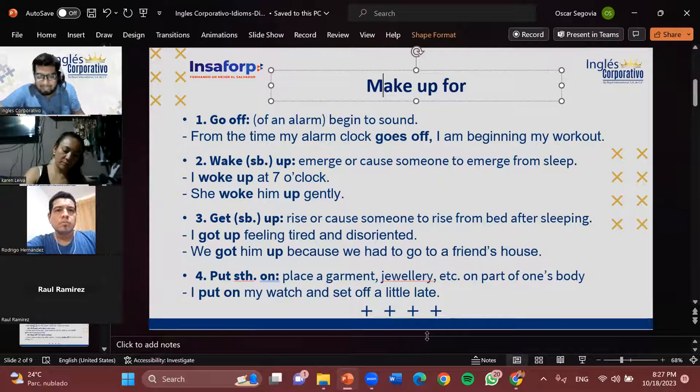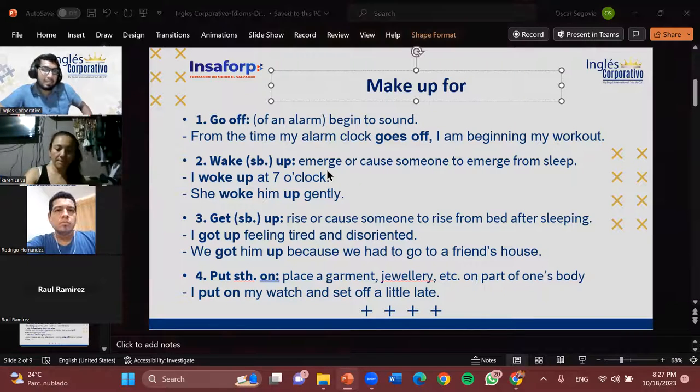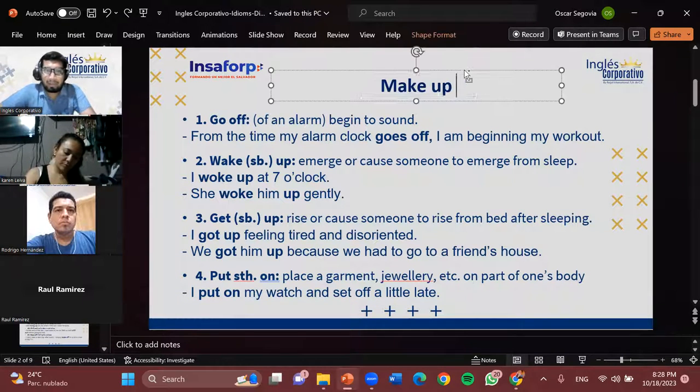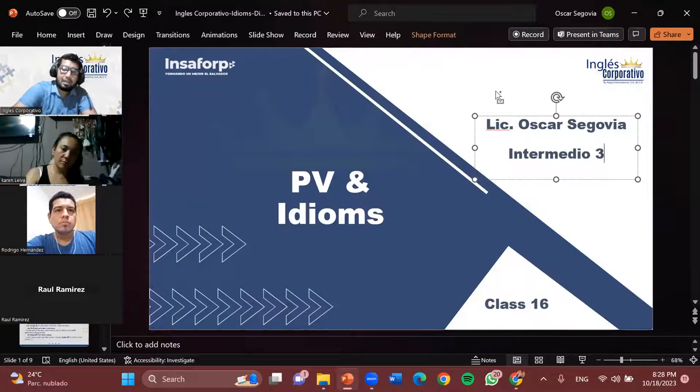So as Jared shared with me through chat, it's basically like saying recompensar or recuperar. So making up for is not going to mean maquillarse para. It's going to mean doing something just to repair your wrong or better up your wrong. So that's the way in which we are going to be understanding these phrasal verbs.